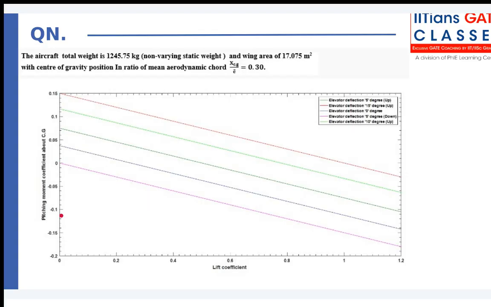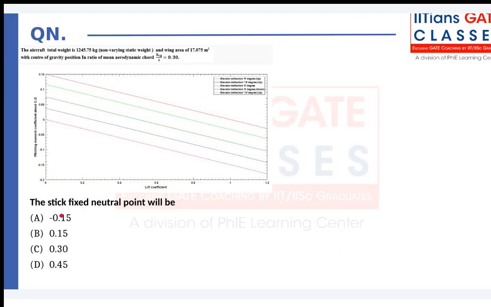All right. The aircraft total weight. So they've given you the total weight of the aircraft as 1245.75 kgs and wing area of 17.075 meter square with center of gravity position, that's x bar cg, xcg by c bar is 0.3. So this is the data that's given to you. Now let's see the questions. The stick fixed neutral point will be.